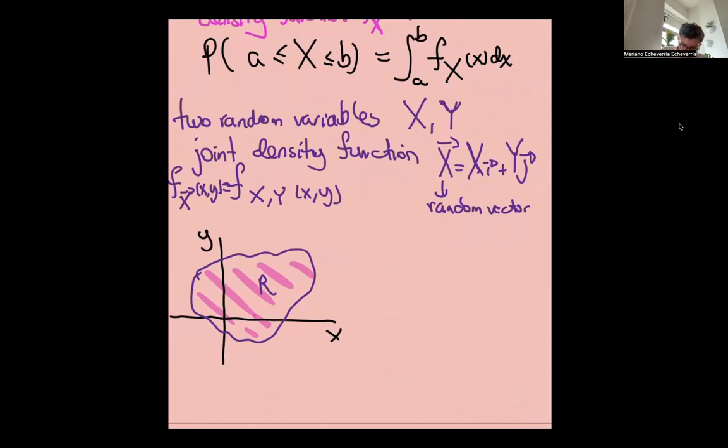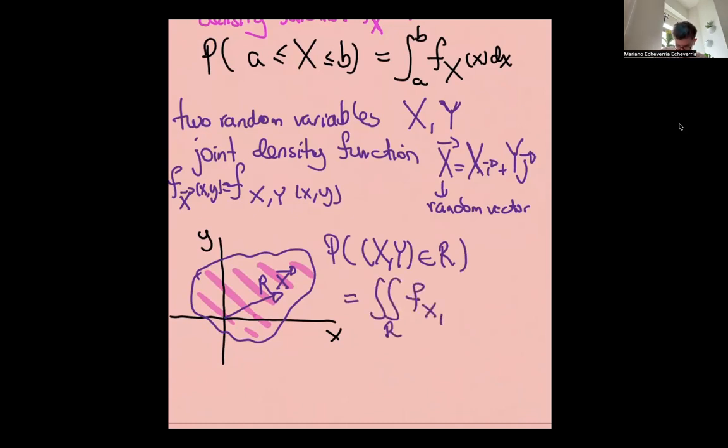You care now about the probability for the random vector to land in some region on the xy plane. So the probability for this random vector to lie in this region, which you can write as (x, y) is in the region R, is given as the double integral over R of this density function. That making sense?